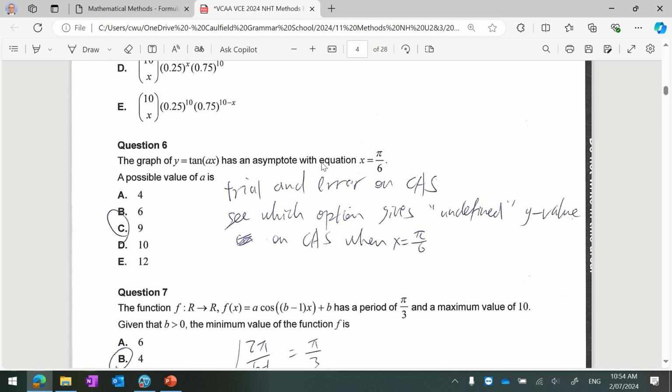Even just to achieve an asymptote with equation x equals pi over 6, you can have many A values that satisfy that requirement. So the trick here is not to do it properly. You need to do trial and error. To try the options, right? So you put 4 in, A equals 4, put that in, and then you check if the function is undefined when x is pi over 6. If your function is undefined when x is pi over 6, when A is 4, then that's your answer. Otherwise, you keep going.